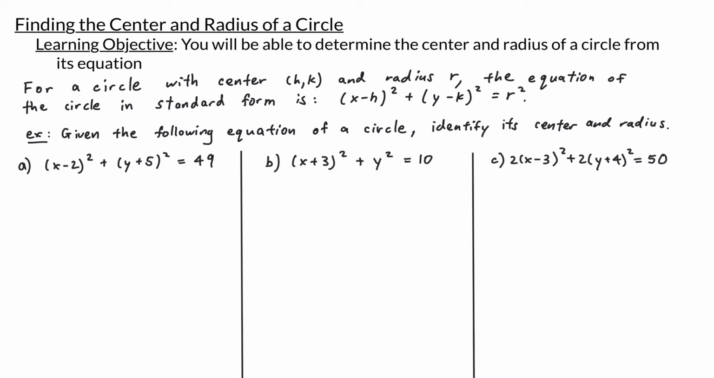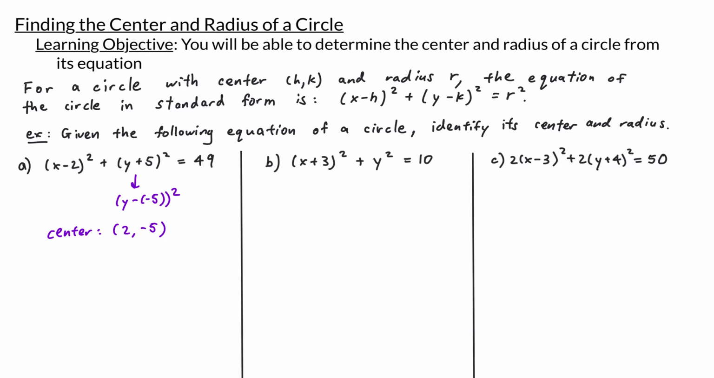In our example here, we see that 2 is being subtracted from the x, so we can tell that the x-coordinate for the center is 2. However, when we look at the term with the y, we have y plus 5, and it's not obvious that there's a number being subtracted from the y. Now what we can do is rewrite this as y minus negative 5 squared, and now we see that a negative 5 is being subtracted from the y. And so the y-coordinate for the center is negative 5. So in this first example, the center is 2, negative 5.